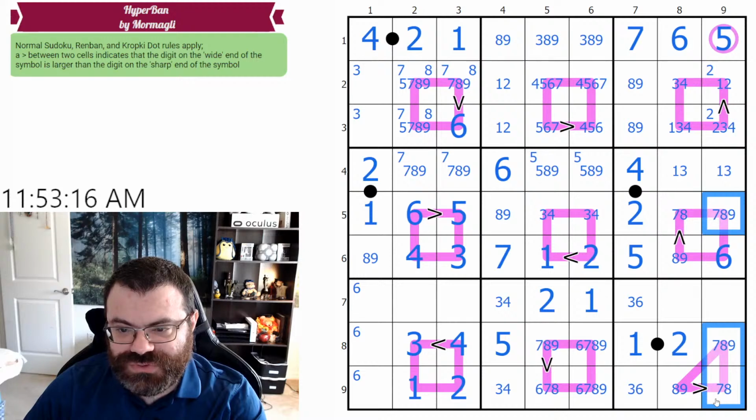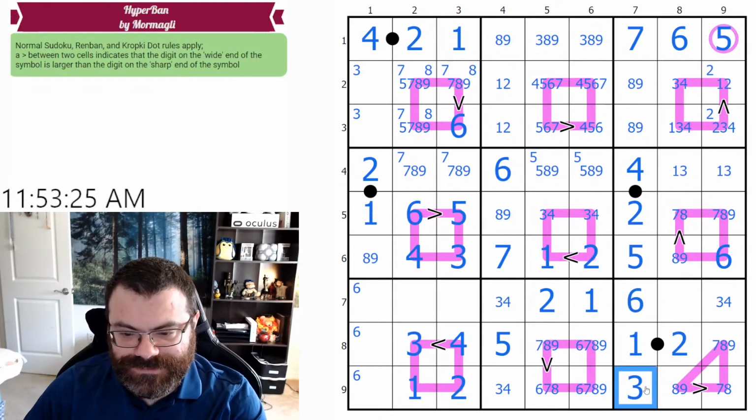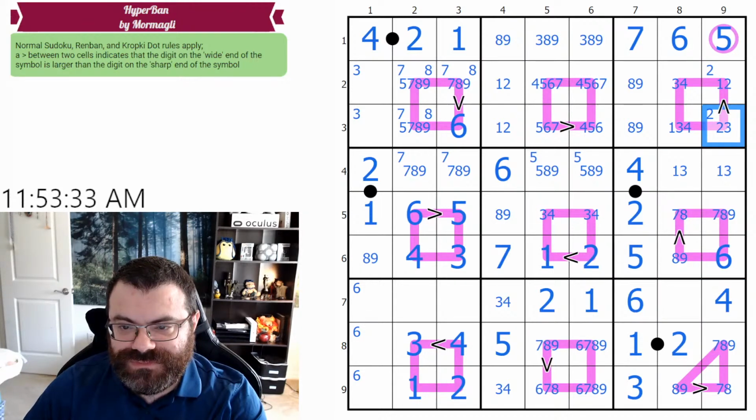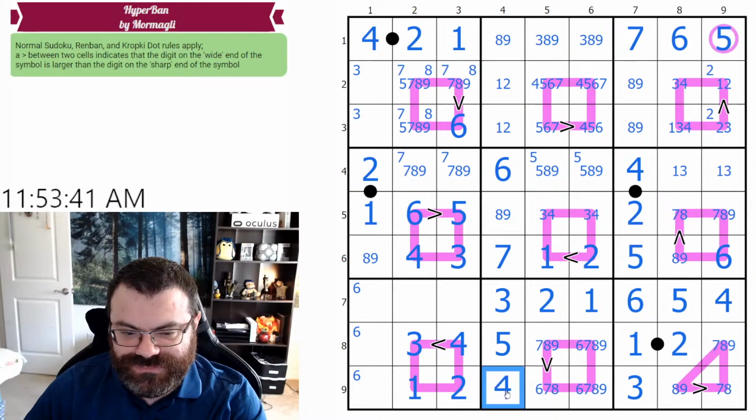We have a 7, 8, 9 triple here. So this is from 1, 2, 3, 4. It's not 1 or 2. So this is a 3 or a 4, and that makes a 3 or 4 pair here, getting us 6 and 3. This is also a 3 or... Wait. Not a 3 or 4. No, this is just a 4. That's not 4. This is 5. This is 3 and 4.